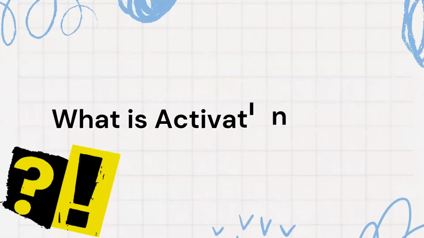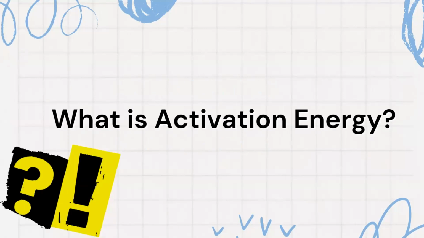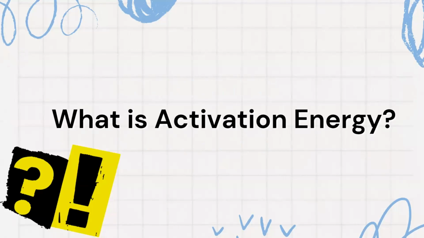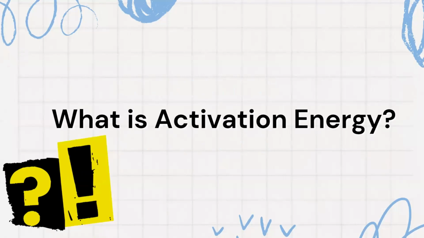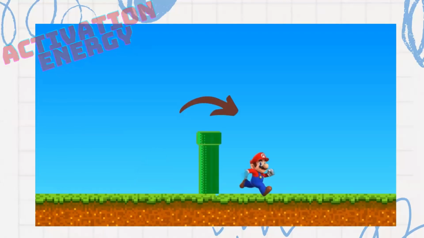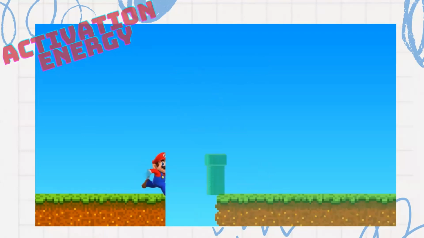Then, what is activation energy? Activation energy refers to the energy barrier that must be overcome in a chemical reaction in order for the reaction to start and continue. Here we use Mario as an example. If you think of Mario's progress through the level as a reaction, and Mario has to jump over a growing obstacle for the reaction to proceed, then the growing obstacle here is like the activation energy.